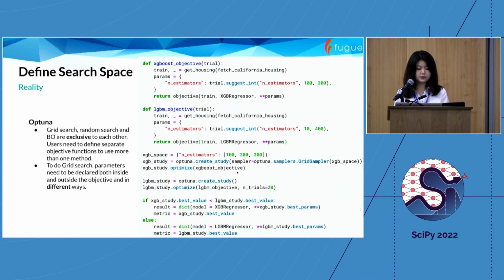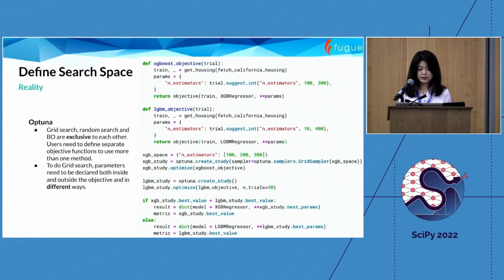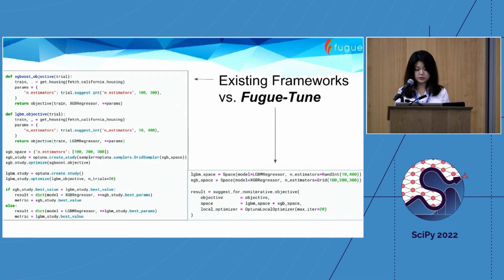And this is because, first, different tuning methods are exclusive to each other, so users need to define separate objective functions to use more than one method. And second, to do grid search, parameters have to be declared twice and in different ways. But going back to our original problem, all we want to do is this little piece. So we wonder, couldn't there be a simpler and more elegant approach? And next, I'll introduce a Fugue-tune solution.